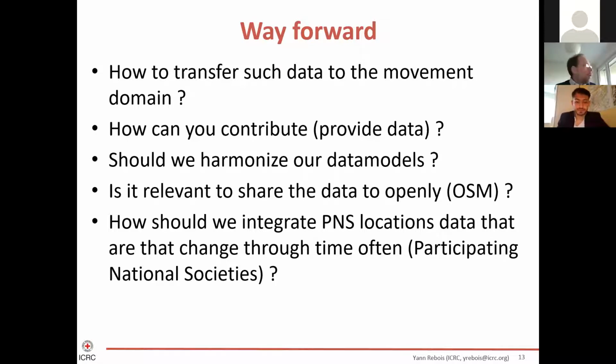It's changing quite a lot. However, they are contributing a lot. And for us at the ICRC, when I was mentioning that we are sharing the location of the stakeholders of the conflict, this is a question that is crucial for us. So these are some ideas for discussion. We will be happy to hear you.